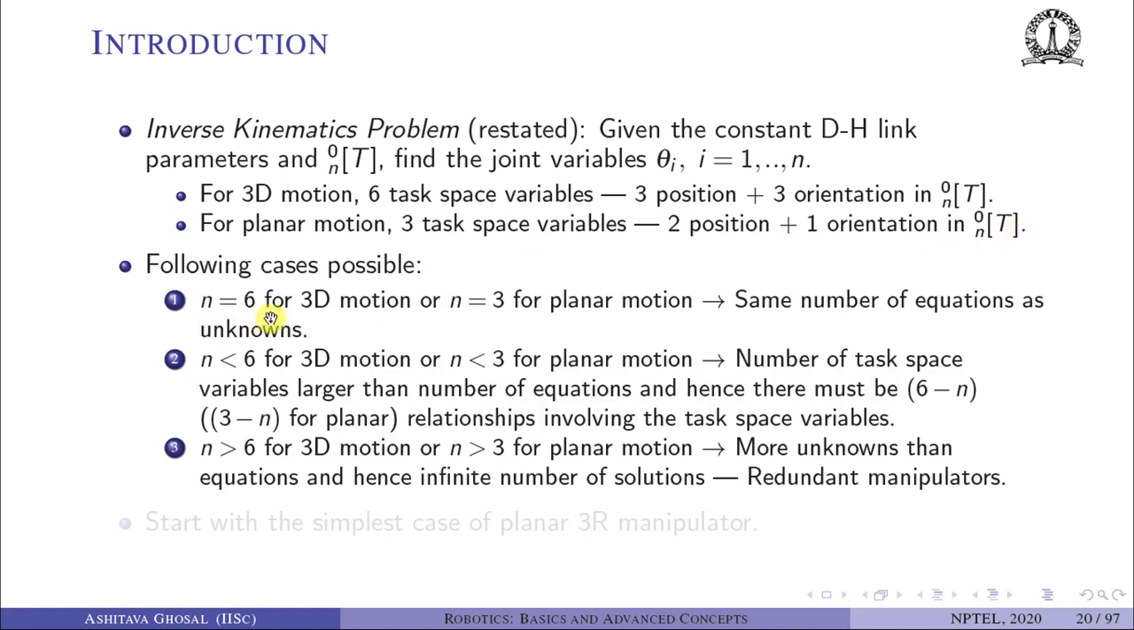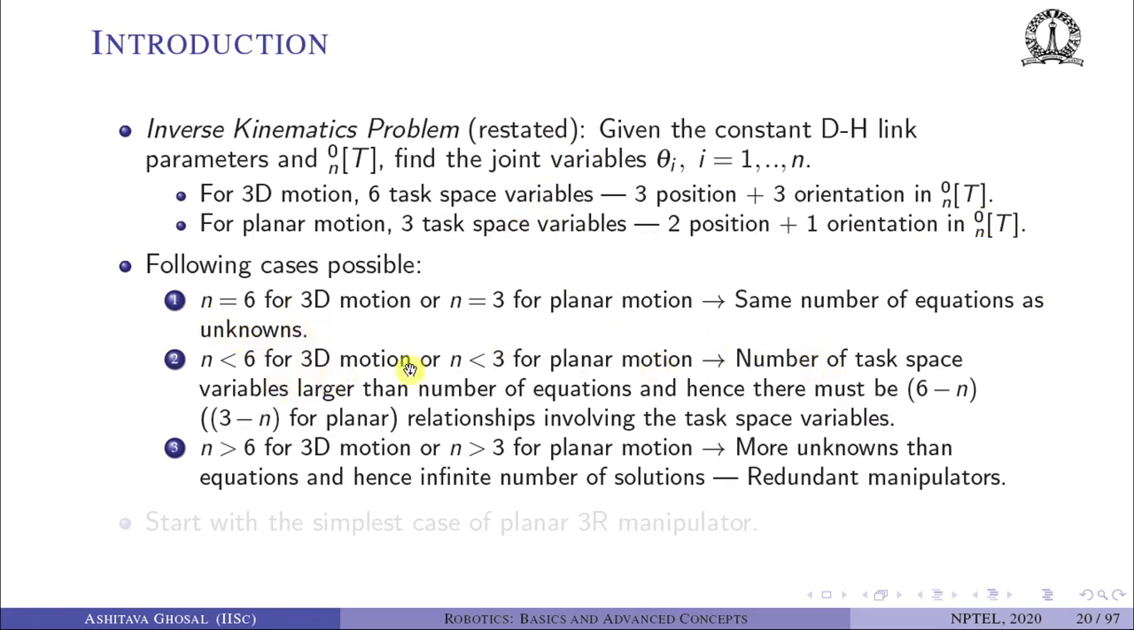If n is equal to 3 for planar motion or n is equal to 6 for 3D motion, we have the same number of equations and unknowns. What do I mean by the same number of equations? In 0Tn, we know that there are independent equations coming from the rotation matrix and from the last column, which is the position vector. If n is 6, then in the 0Tn, we can get three equations from the rotation part and three from the translation part. Hence, we have six task space variables and we have six joint variables, n equal to 6.